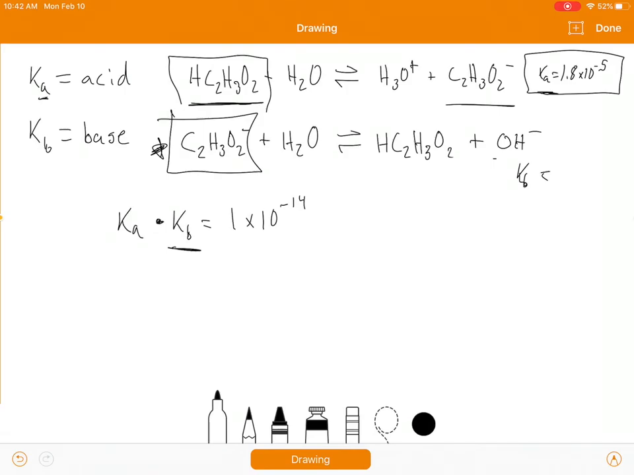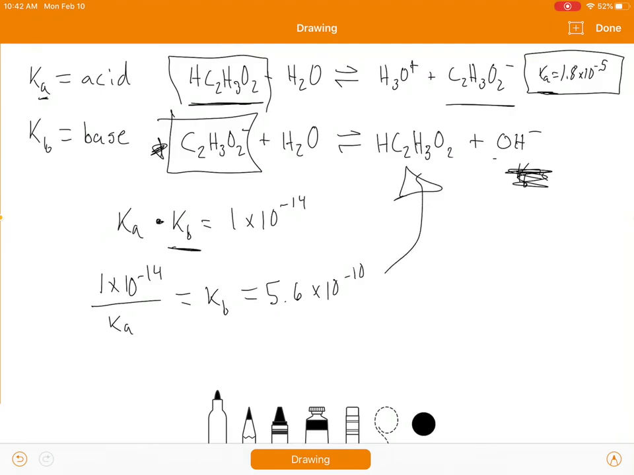So 1 times 10 to the negative 14th divided by the Ka, which in this case is 1.8 times 10 to the negative 5th, is going to give you the Kb value. And for acetate, I believe it's 5.6 times 10 to the negative 10th. Alright, so I'll get rid of that. That belongs up here. Now, once again, I made a silly mistake, just so you know, it's not going to the acid.